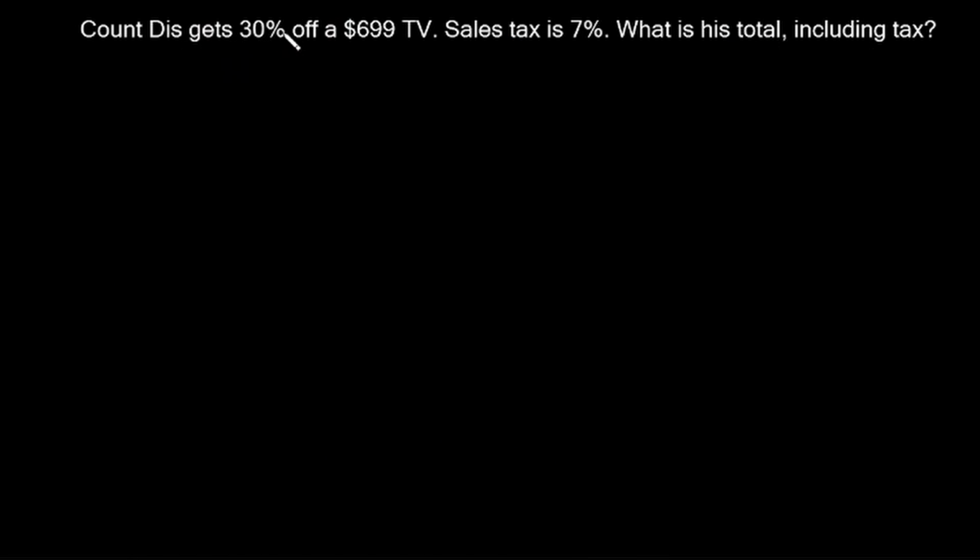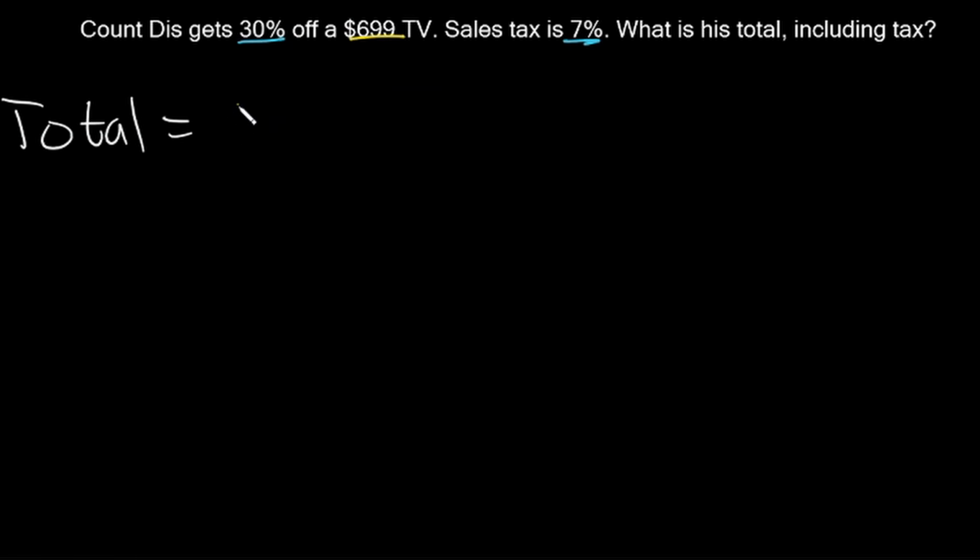Count Deese gets 30% off a $699 TV. Sales tax is 7%. What is his total, including tax? So here we're dealing with a discount, and our original price is $699. Our percentage is going to be 30%, but here we have another percentage, 7%. So we're going to need to use our formula twice. So the first total is going to be with the discount, and then we will calculate tax.